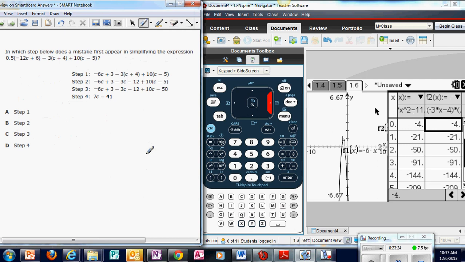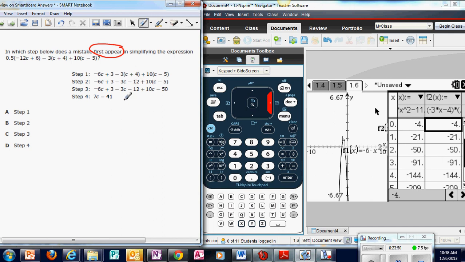Okay, here we are going to have to verify which step is incorrect. We're given a long expression. It's not an equation, it's an expression. There's no equal sign. And we're going to simplify each step. So in which step below does the mistake first appear? That's the key thing, is first. Because if there's a mistake in every step, step 1 would be the answer.